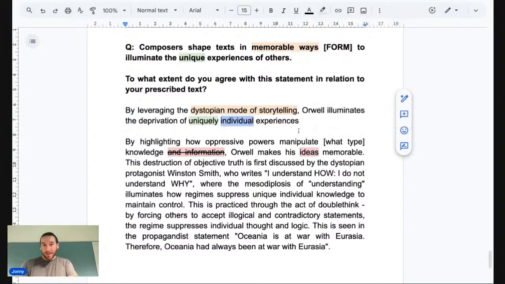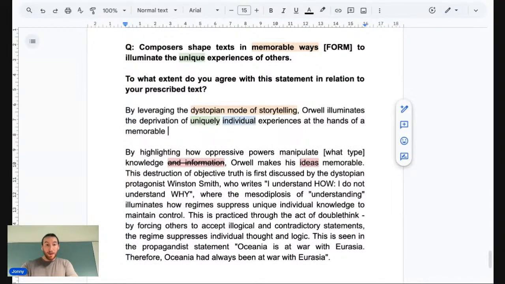It didn't have that because the idea is 1984, Big Brother wants everyone to be the same. So there are no unique experiences. That's the take for this particular point about oppression, right? Orwell illuminates the deprivation of uniquely individual experiences, right? Now, when do you get the deprivation, right? It's at the hands of a memorable, though, this is an undesirable totalitarian figure, right? A totalitarian government, a memorable, though, let's see, I'll put something in there, totalitarian leader or government, which is Big Brother.